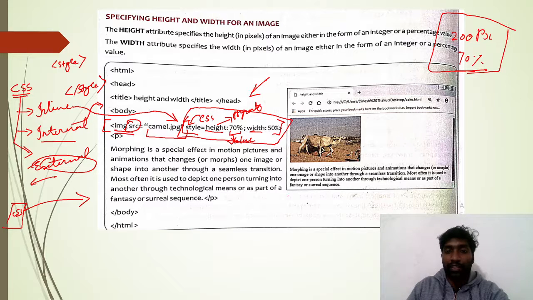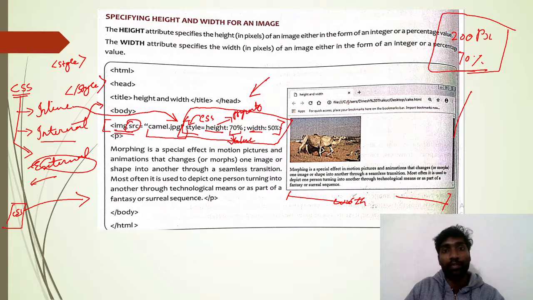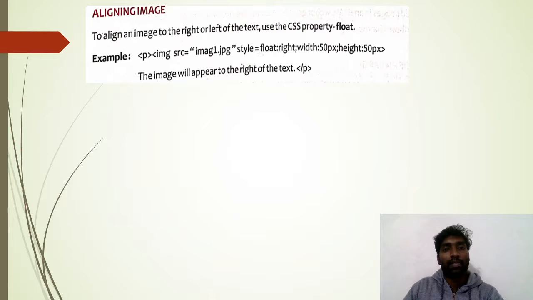Width means what? This is the width, correct? From here to here is the width, and this is the height. Okay, no need to go more than this. If you go further, you will get confused, because they didn't give any basic topics. Whatever things they have given, you just go on with that only.